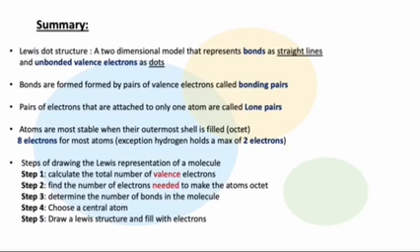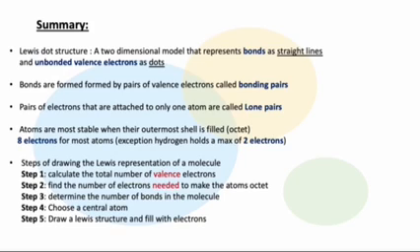Summary: a Lewis dot structure is a two-dimensional model that represents bonds as straight lines and unbonded valence electrons as dots. Bonds are formed by pairs of valence electrons called bonding pairs. Pairs of electrons that are attached at only one atom are called lone pairs. Atoms are most stable when they are in their octet state, acquiring 8 electrons, except for hydrogen that has a maximum of 2 electrons.